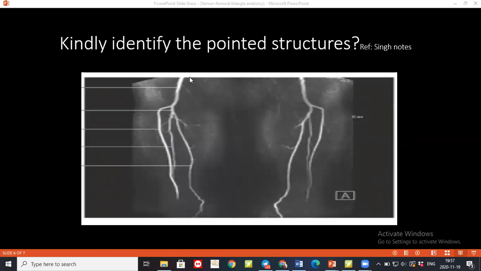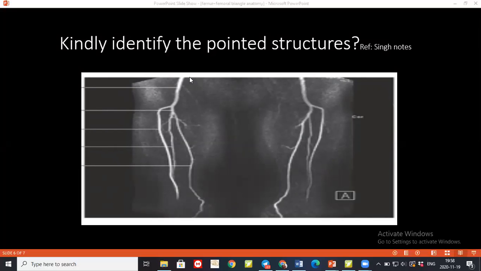Can you tell me what structures pass behind the medial malleolus from anterior to posterior? From anterior to posterior, at first there will be the tibialis posterior tendon, the flexor digitorum longus tendon, the posterior tibial artery and vein, the tibial nerve, and the tendon of flexor hallucis longus.